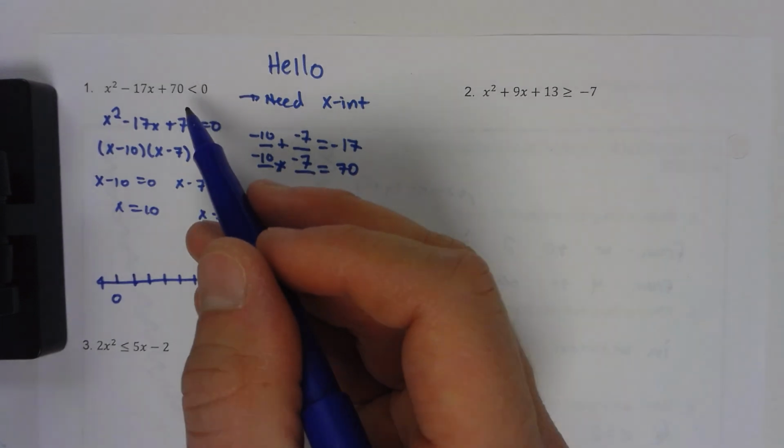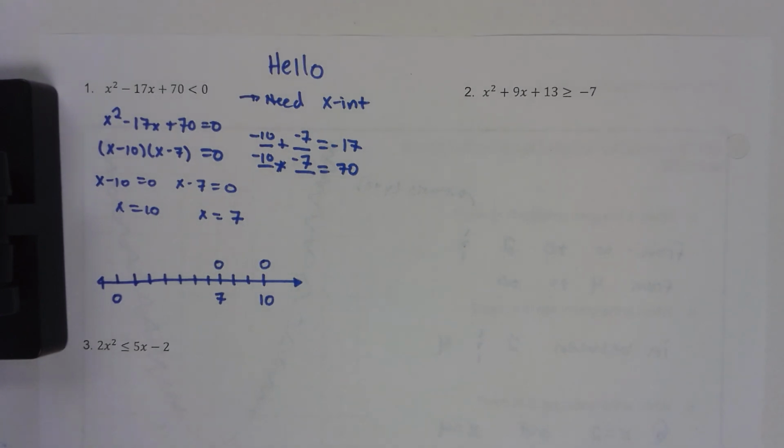I'm seeing some of you shake your heads. Why am I leaving it open here? We don't have the "or equal to" part. So we are not going to include 7 and 10 on our number line, and also when we write the interval.